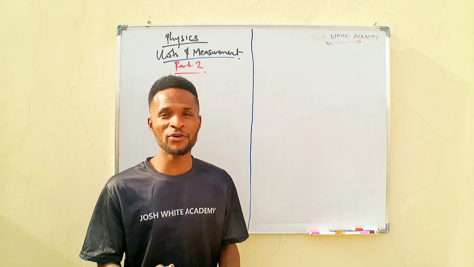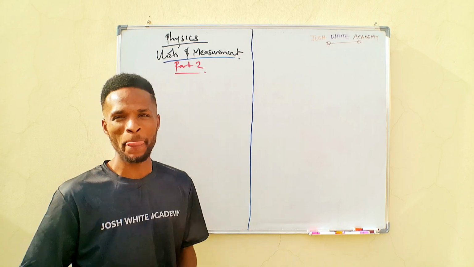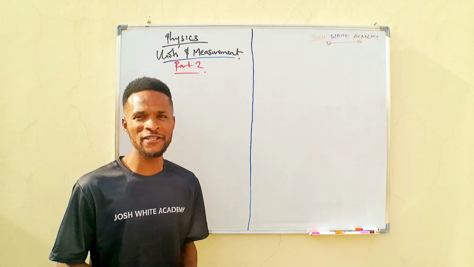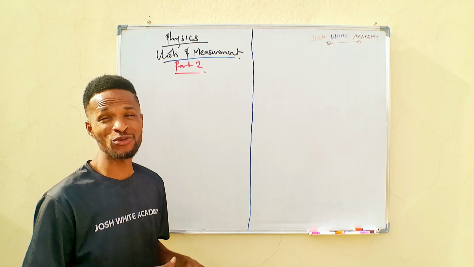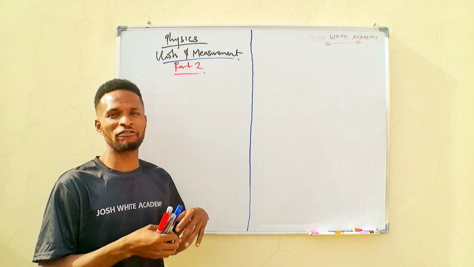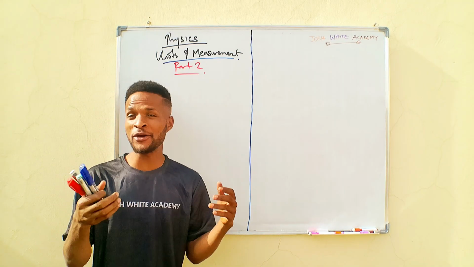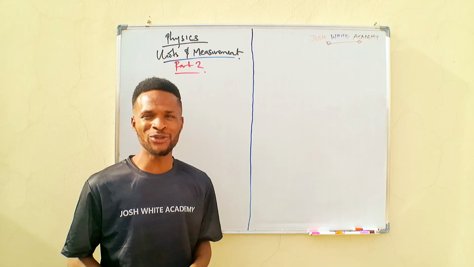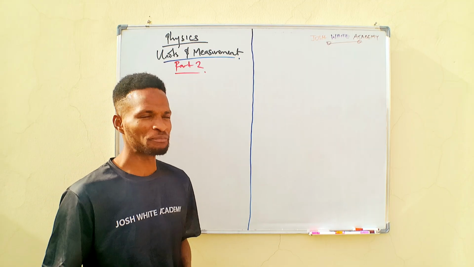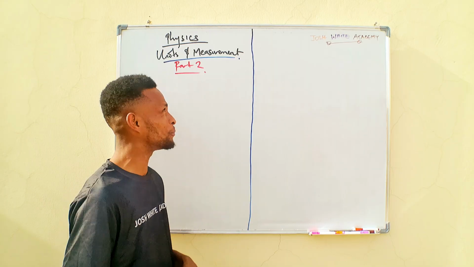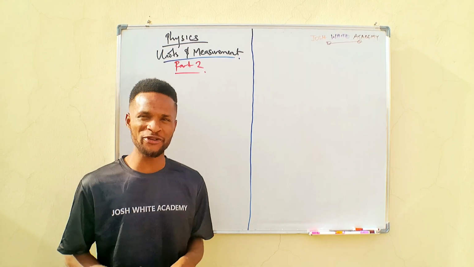We've started a tutorial series on physics, and in the last class we talked about units and measurement. We covered the first part, which was units, where we talked about the different types of units: the fundamental, the derived unit, and dimensional analysis, and ended the class by assessing tutorial questions from JAMB. So today we will be advancing to the next section of this topic, which is measurement.